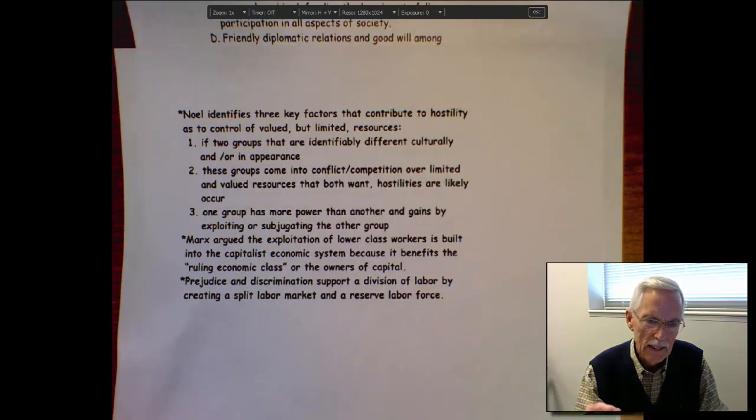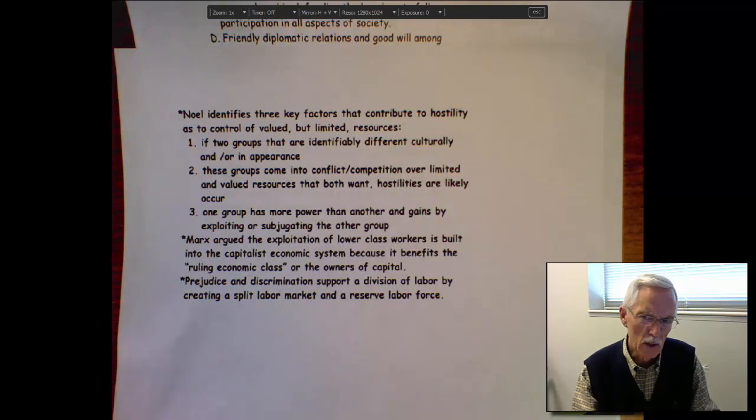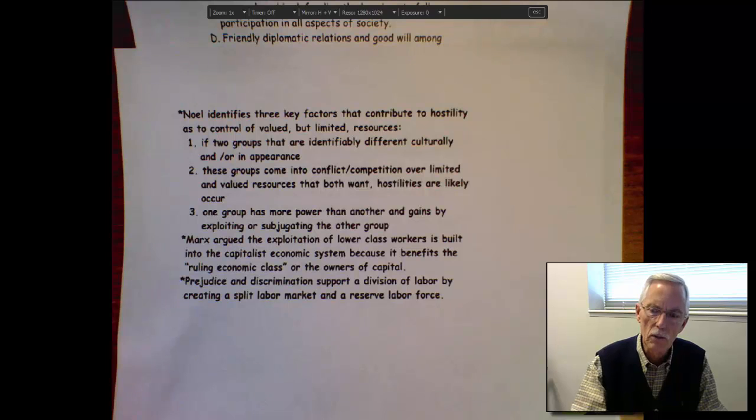And look at number 3. If one group is going to benefit by taking advantage of another, and the one group that's going to gain advantages has more power than the other, then you're going to have hostilities, you're going to have misrepresentations of all of the groups involved. These are most likely going to become much more commonplace. And the group with the most power can use it to get exactly what it wants. So when you look at this, Noel more or less suggests that discrimination comes first. Prejudice develops later as a way of justifying that discrimination.